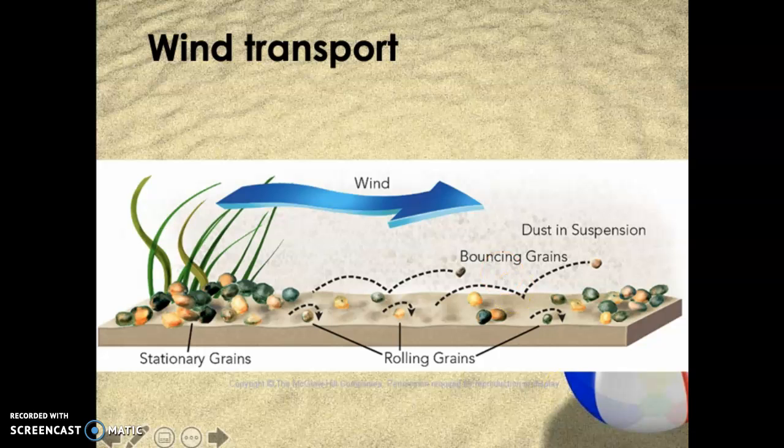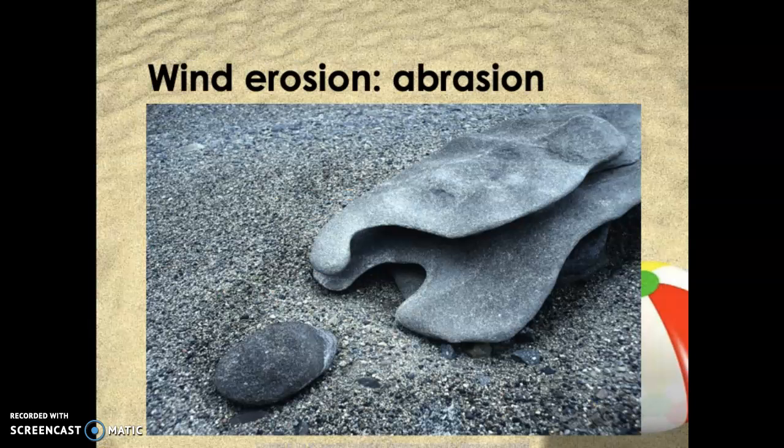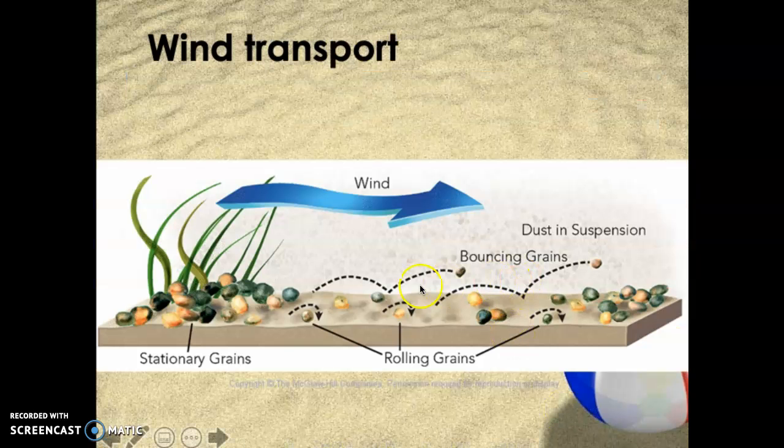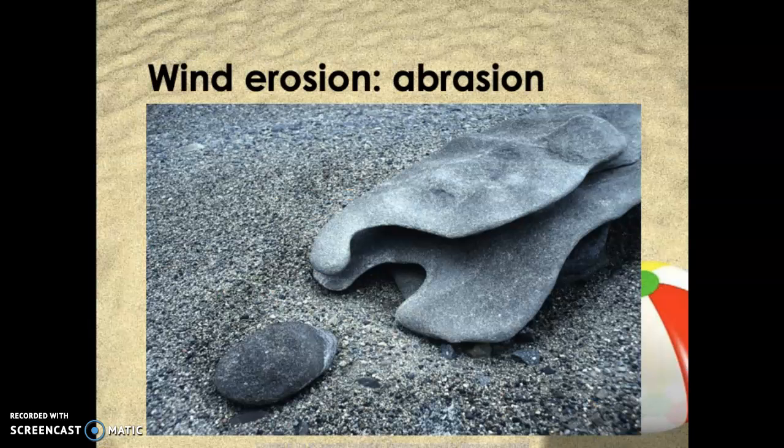So there's our suspended and bed load. How does that work? Well, deflation works because the wind, if it's strong enough, can actually just pick stuff up and start to move it. The wind is not very good at actually breaking apart larger rocks. So if we look at this picture, dust in suspension, sand grains kind of bouncing along the ground, and look at this. What's happening here?